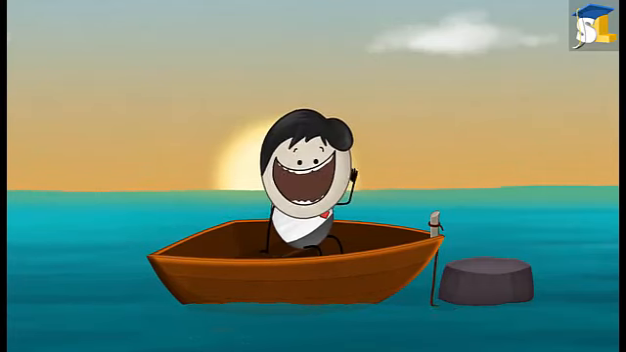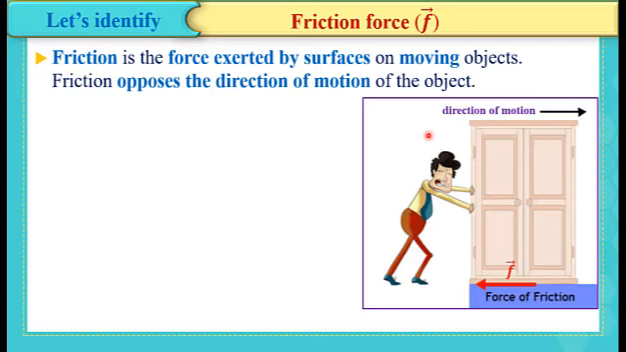Let's identify friction force, symbolized with a small f, above it a vector. Friction is the force exerted by surfaces on moving objects. Friction opposes the direction of motion of the object. If you notice here, the man is trying to push the closet. The direction of the motion is toward the right. The force of friction works opposite to the direction of the motion.